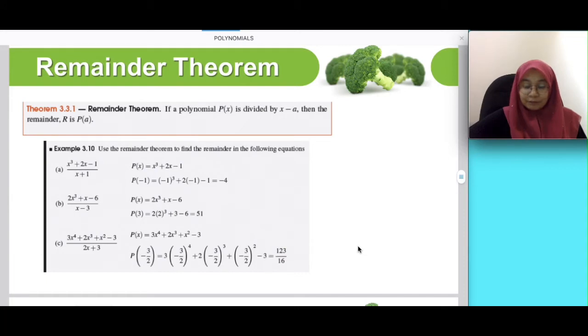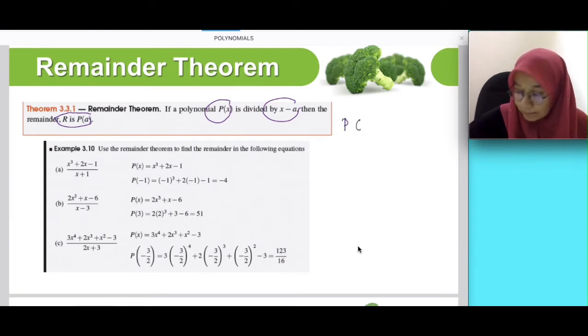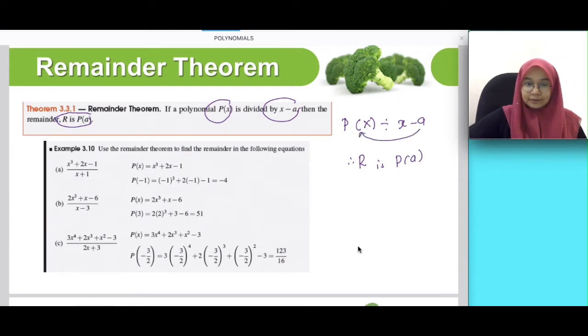Remainder theorem: if a polynomial P(x) is divided by x minus a, then the remainder r is P(a). Okay, you have a polynomial P(x). And if P(x) is divided by x minus a, the remainder r is P(a). It means that you substitute the a into this x. Okay. For example, use remainder theorem to find the remainder in the following equation.